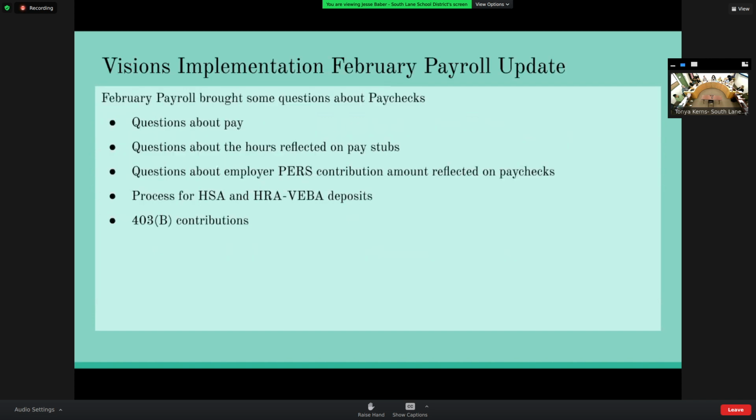Next slide. Talk about some payroll. Okay, so in February, and I'm mostly talking about February payroll, we had some additional questions about pay that I'm going to talk about. We had questions about hours reflected on pay stubs. This question comes up periodically, it came up last year, and it just comes up now and again. I'll talk about why that question comes up and the answer to that. We also had questions about employer PERS contributions reflected on paychecks and the new system showing differently than in the old system, and I'm going to talk about why that is. And also the process for HSA and HRA VEBA deposits. I will talk about January and February for those deposits, and then also about 403B contributions.